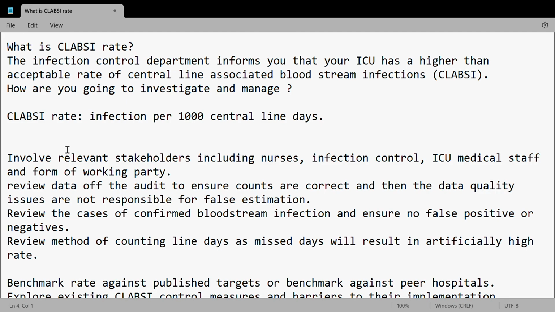So firstly, you need to involve the relevant stakeholders, including nurses, infection control, and ICU medical staff, and then form a working party. First, we need to make sure that the data is correct. So review the data of the audit to ensure that the counts are correct, and that data quality issues are not responsible for false estimation.